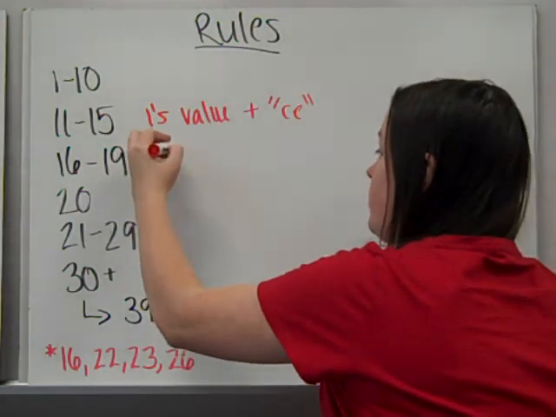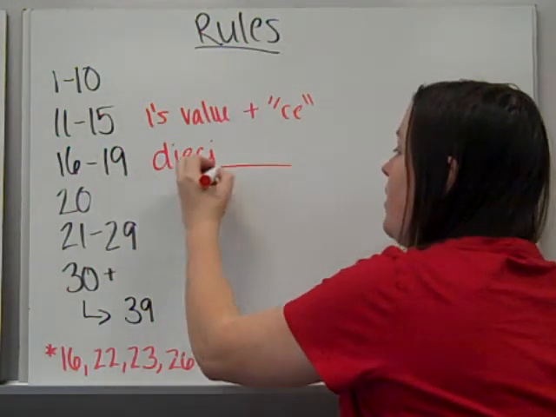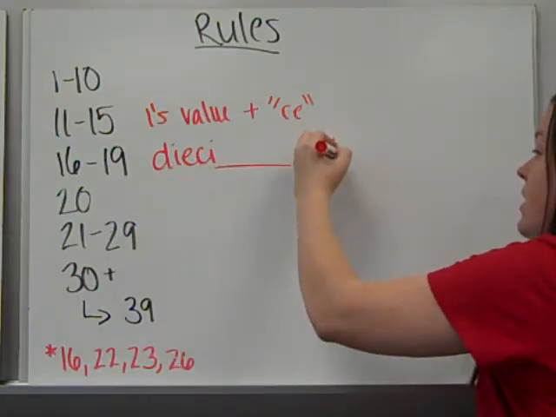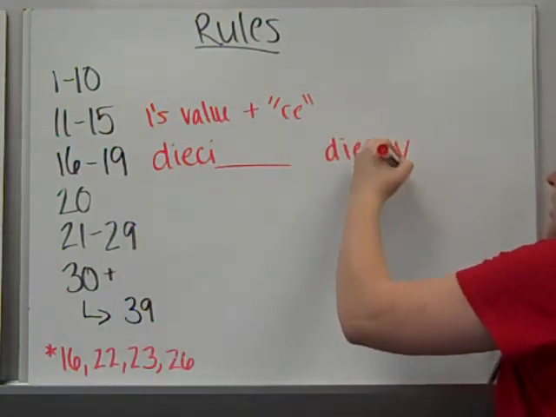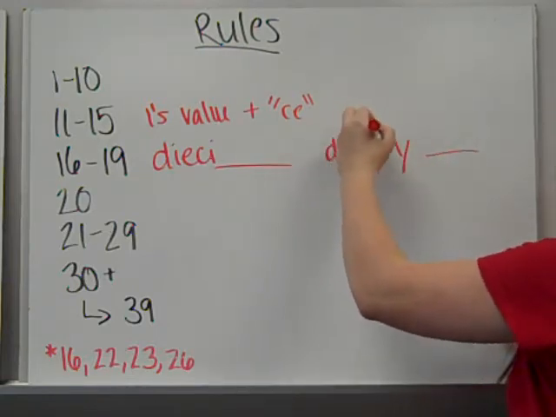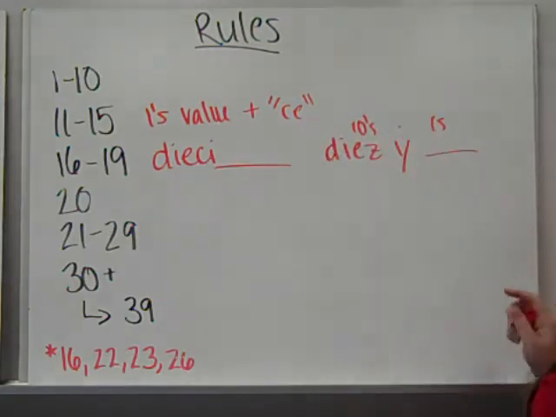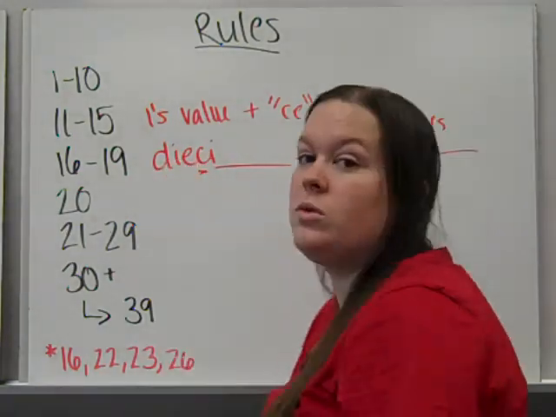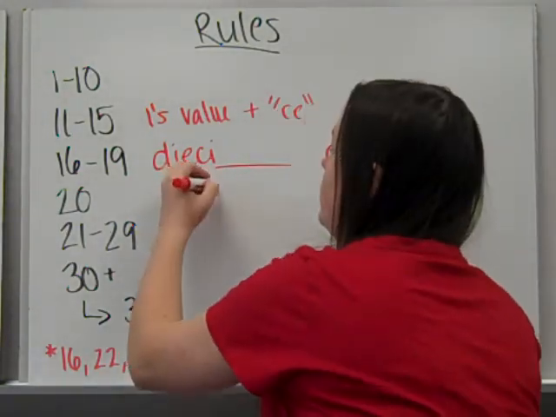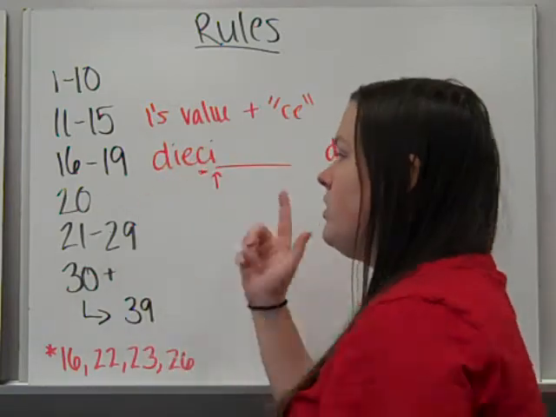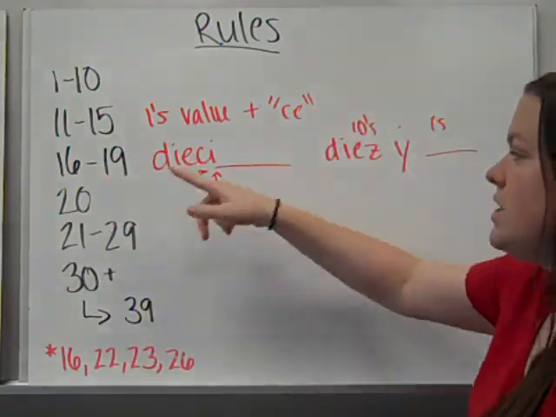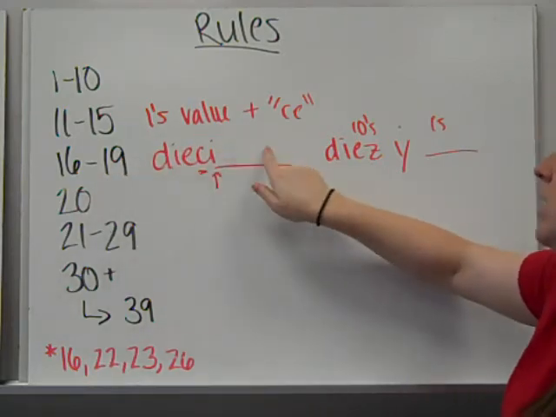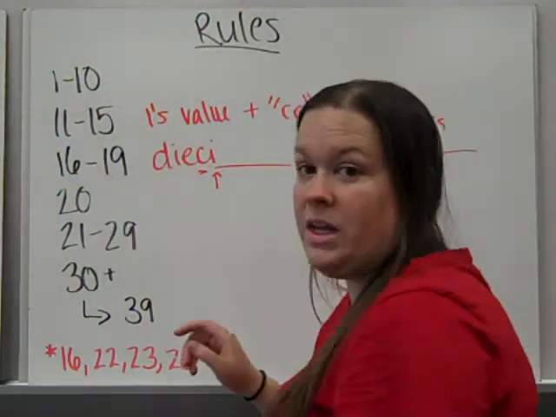These all start the same way. Dieci. It's the same sound as diez, y, tens value, and your ones, but for spelling purposes, the Z changes to a C and the Y goes to an I, and then you just add the ones value right there. So 16, 17, 18, 19.